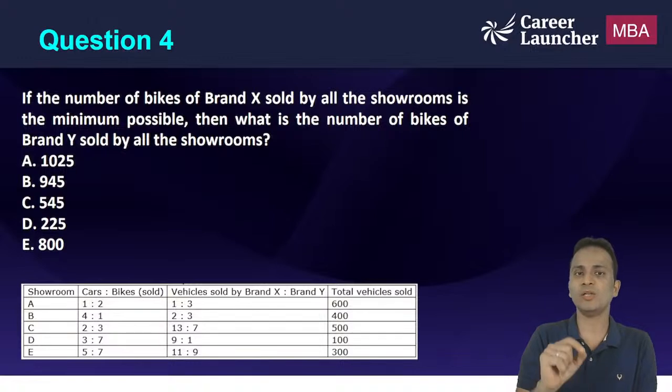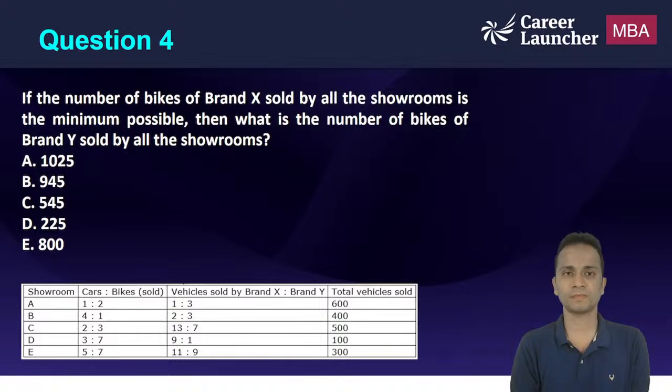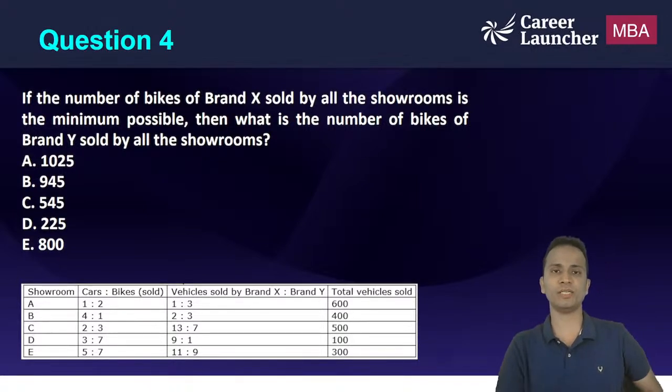Okay, then what is the number of bikes of brand Y sold by all the showrooms? Bikes of brand X is minimum. So you will have to find out what is the number of bikes of brand Y sold by all the showrooms. I'll give you 2 minutes to find out the answer of this one.